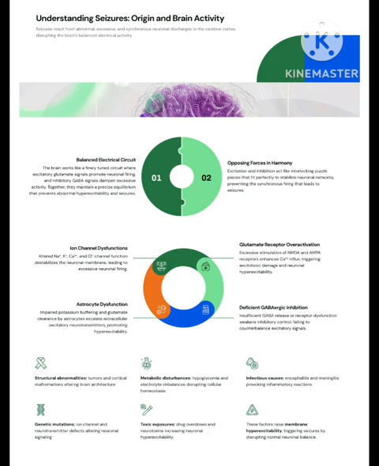Coming to other causes for seizure, there can be structural abnormality in the brain itself, something like tumors or cortical malformations, or there can be metabolic disturbances like hypoglycemia and electrolyte imbalance. There can be infectious causes like encephalitis and meningitis, which provoke inflammatory reactions, which in turn lead to neuronal instability. There can be genetic mutations, which cause defects in ionic channels and neurotransmitters, which alter the neural signaling. There can be exposure to toxins like drug overdoses and neurotoxins, which increase the neuronal hyperexcitability. These factors raise membrane hyperexcitability, triggering seizures by disrupting normal neuronal balance.